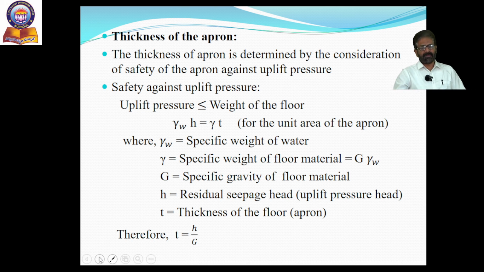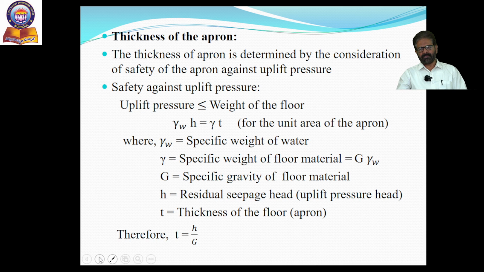So the thickness of the apron is determined by the consideration of safety of the apron against uplift pressure failure. As I already mentioned, these are the two major causes of failures of the structure. Accordingly, we are designing the structure. The first length is the safety against piping. With reference to that, we fixed the length. Now the thickness has to be fixed with reference to the safety of the apron against the uplift pressure.